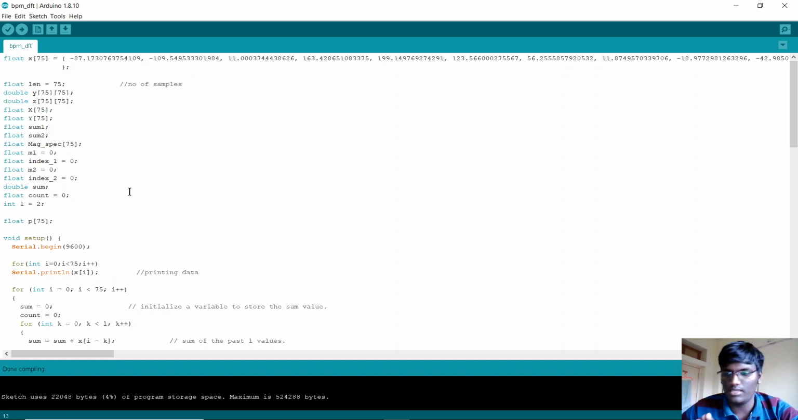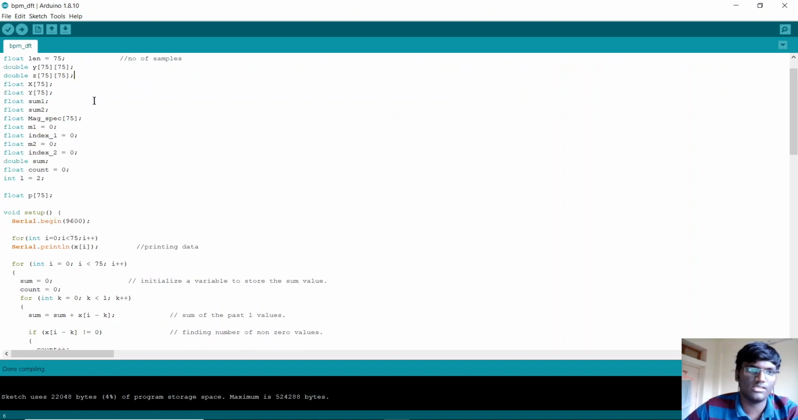So what we do is we split the matrix into two matrices, one consisting of the real values and one consisting of the imaginary values. e power minus j 2 pi k n by N can be written as cos 2 pi k n by N minus j sin 2 pi k n by N. k is the row number, small n is the column number, and N is the total length. Here it's 75. So Y consists of the real values of the DFT matrix, and Z consists of the imaginary values of the DFT matrix. Y plus jZ gives us the original DFT matrix.